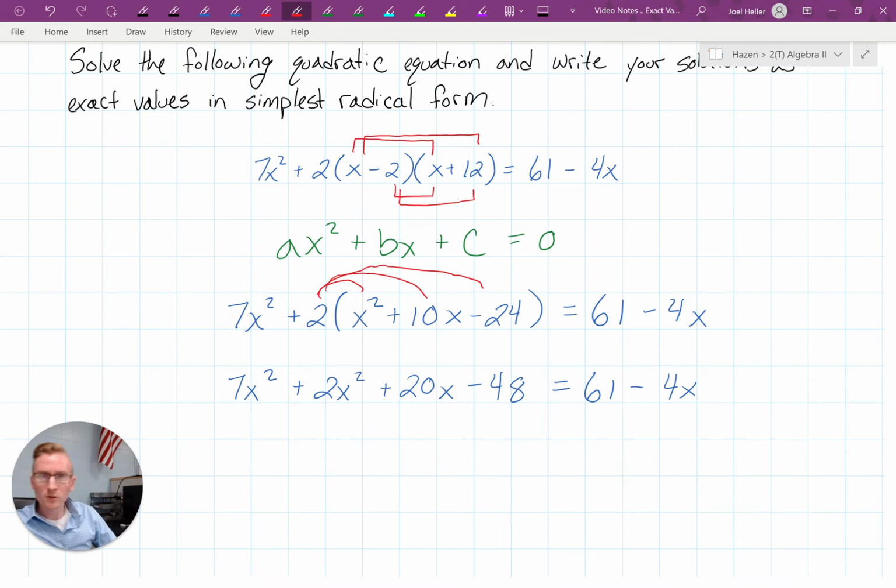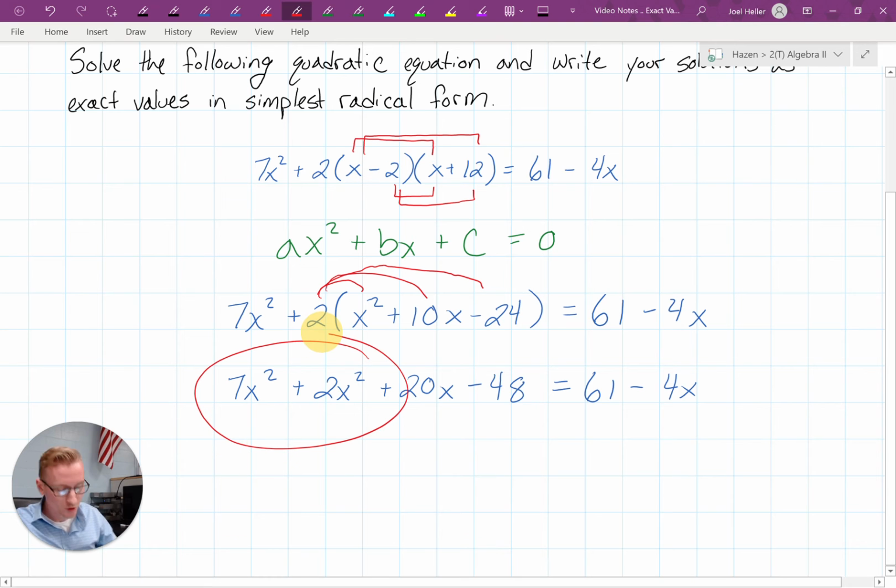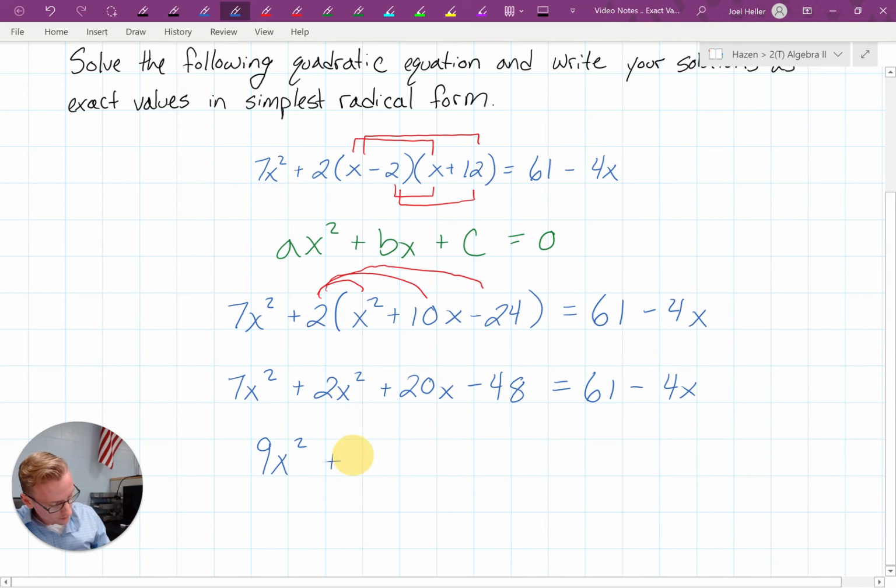Okay, and it looks like we've got a couple of like terms on the left-hand side. Those two right there. We can actually add that 7x squared and that 2x squared. So we'll do that and we'll get 9x squared plus 20x minus 48. You can't simplify anything else on that left-hand side. Equals 61 minus 4x.